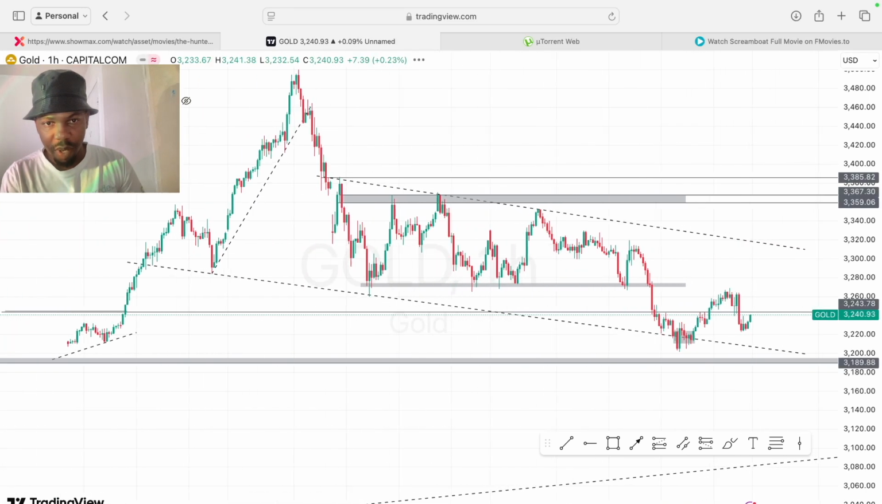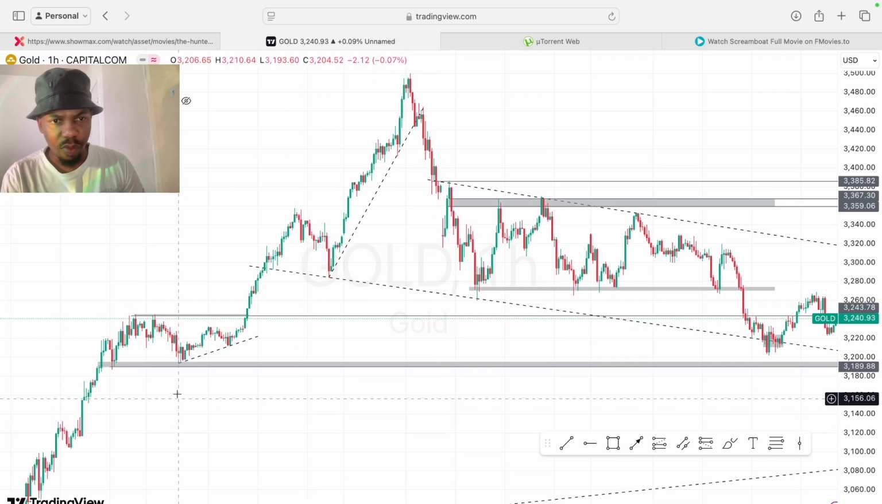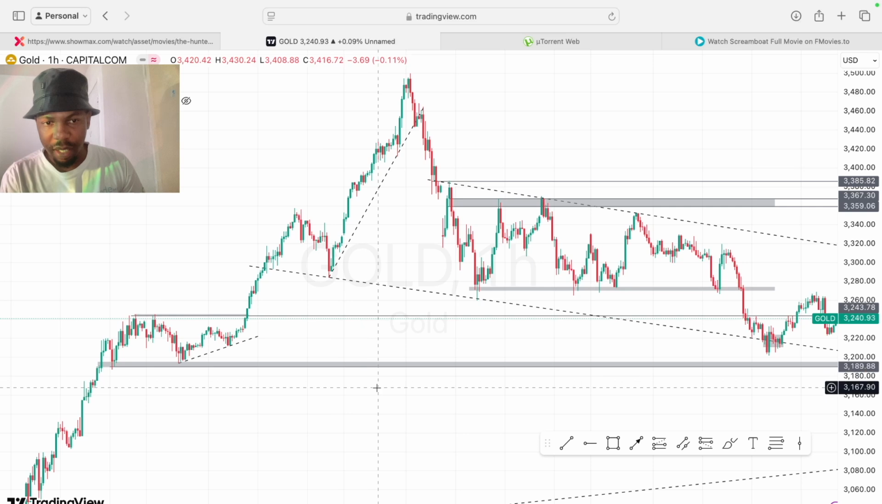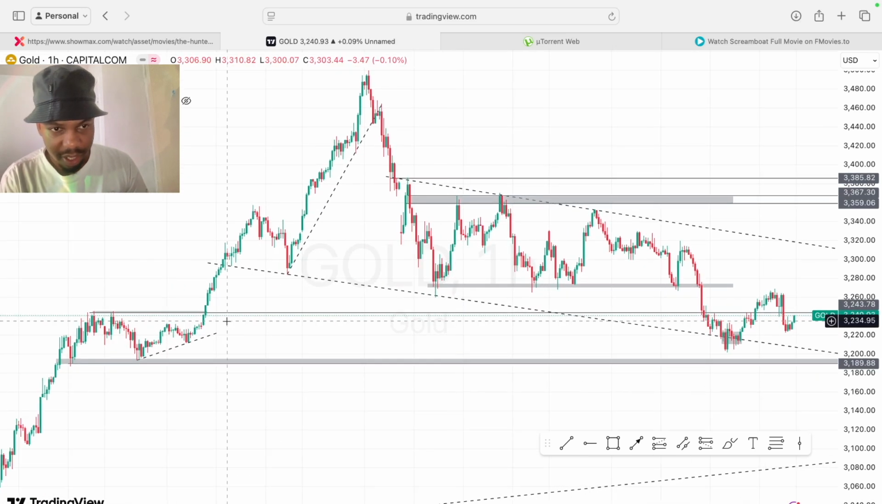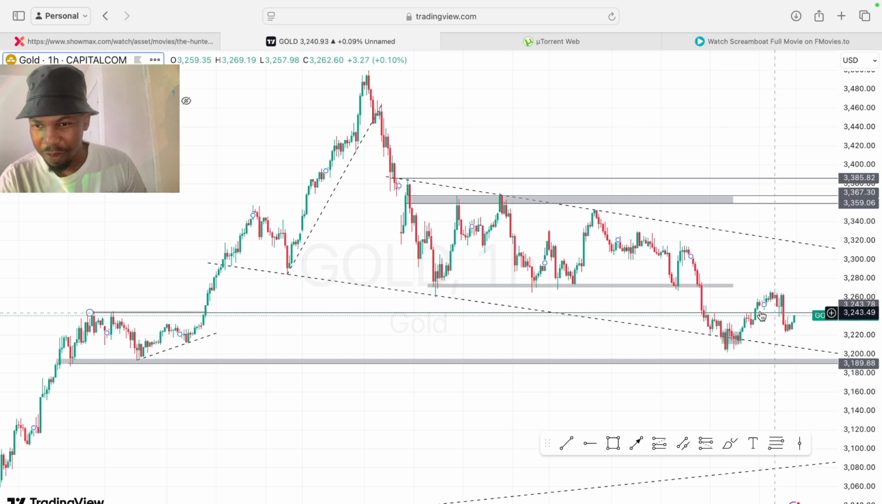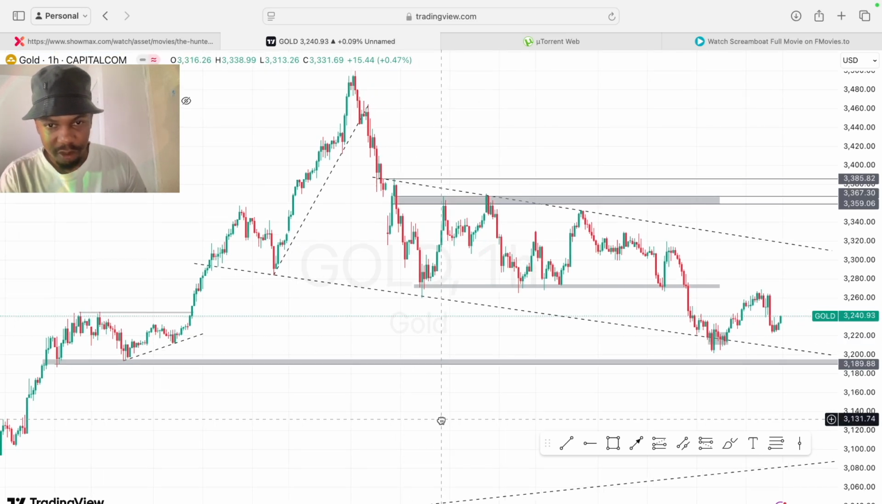So in H1, we had this, what you call this? We have this support that we have down there still marked, and then we have this resistance here. It was marked, but the price really didn't do much with it. So I think we can remove it. Understand? We can remove it.